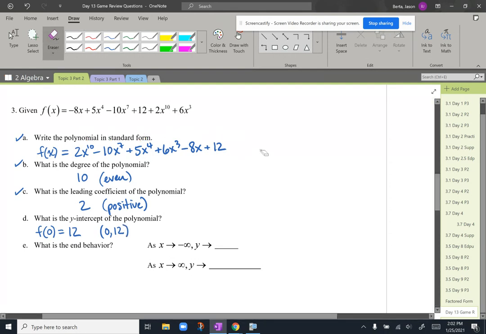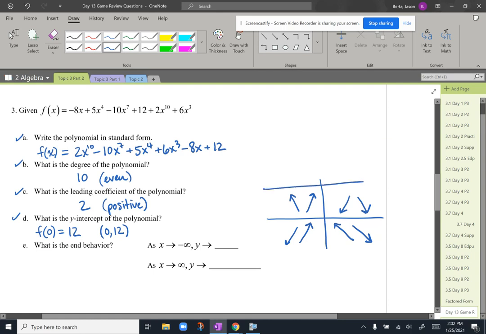And last, part E. Well, we know that the function is even degree and positive leading coefficient. Right? So when that is the case, which end behavior applies? We have 4 different choices here. These are the 4 different end behaviors. We know that these 2 end behaviors are even degree. These 2 are odd. And this is a positive leading coefficient and a negative.